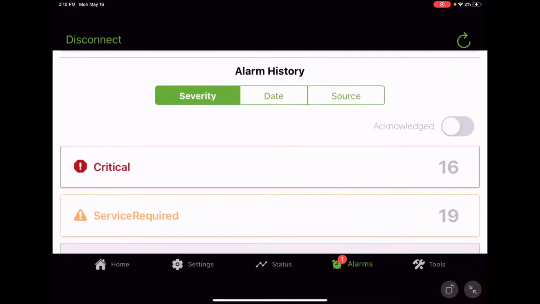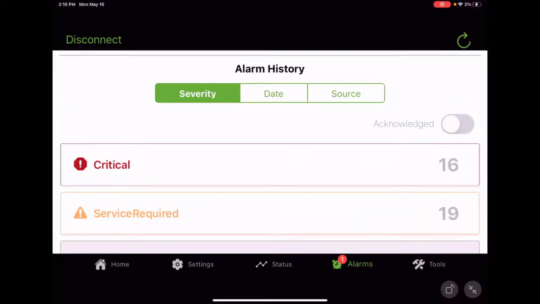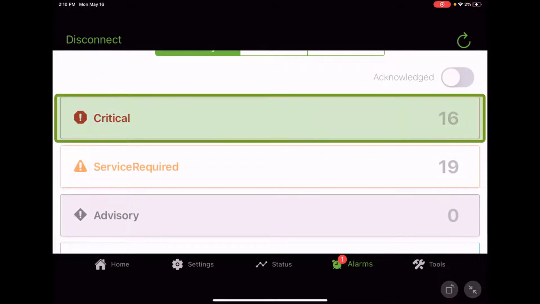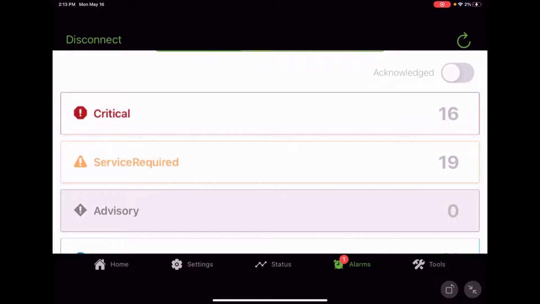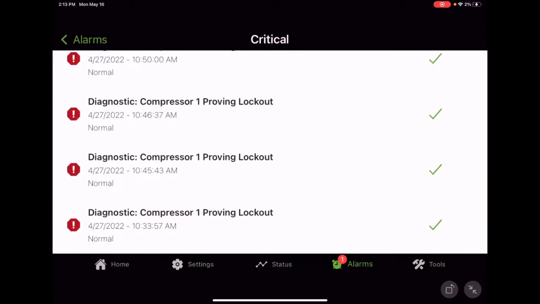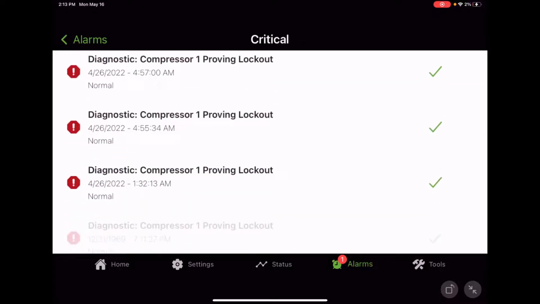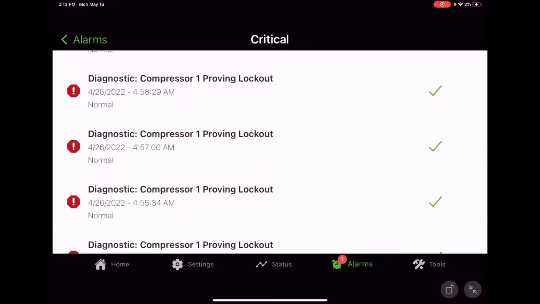We've got severity, so how important is this alarm? And we've got four categories here, basically. We've got the red stop sign with the exclamation point. That's critical. That's pretty important stuff, generally things that lock out the unit or lock out a circuit. Of course, looks like we've had a lot of fun with that compressor one proving circuit.